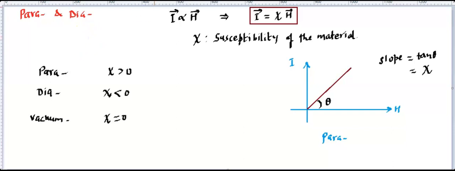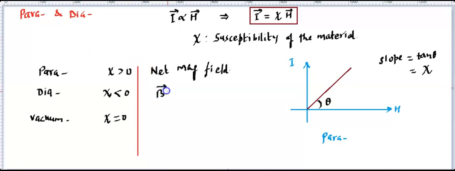Now, once we have calculated these values, like we have talked about this magnetization, we can find out what the total magnetic field is going to be in the material. So the net magnetic field within that material, whether they are para or dia, will be given by this formula.